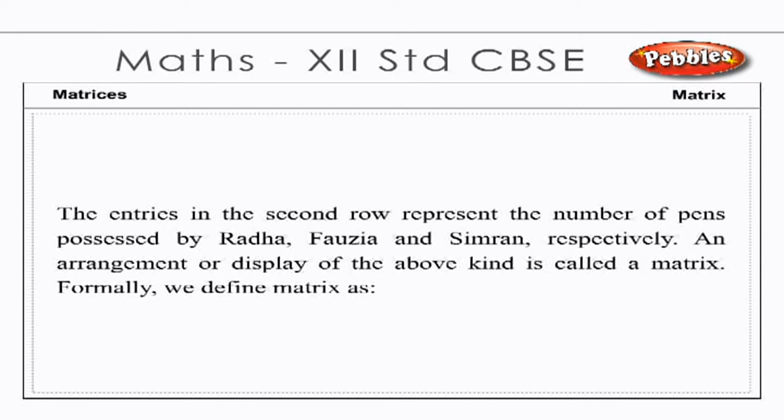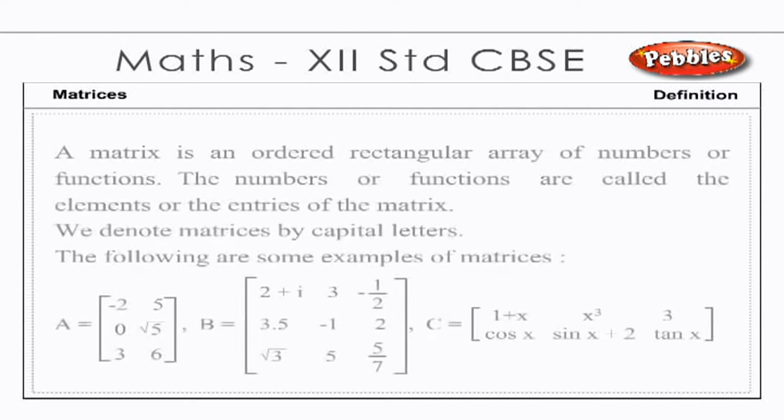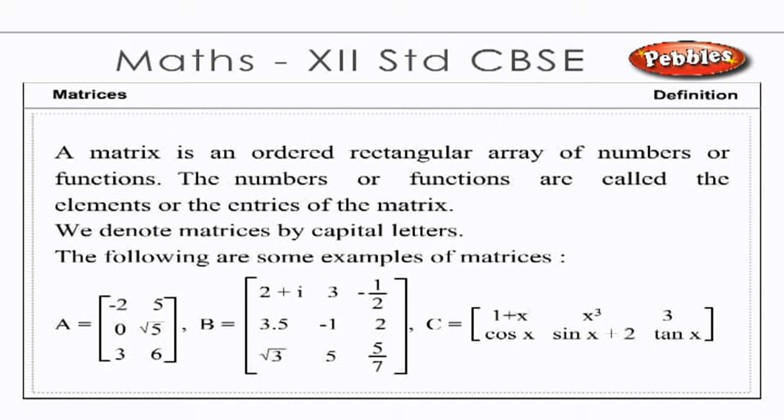Formally, we define matrix as follows. Definition. A matrix is an ordered rectangular array of numbers or functions. The numbers or functions are called the elements or the entries of the matrix. We denote matrices by capital letters. The following are some examples of matrices.